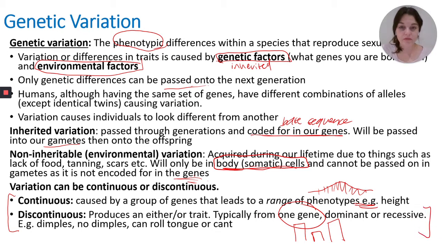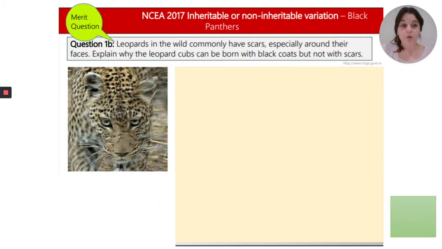Okay, let's have a look at this question from 2017. Leopards in the wild, so here's our leopard here, commonly have scars, especially around their faces. Explain why leopard cubs can be born with black coats, but they can't be born with scars. So here we've got our spotted leopard, so maybe that's dominant, maybe black coats are recessive. It doesn't really matter because that's not what the question's asking about.